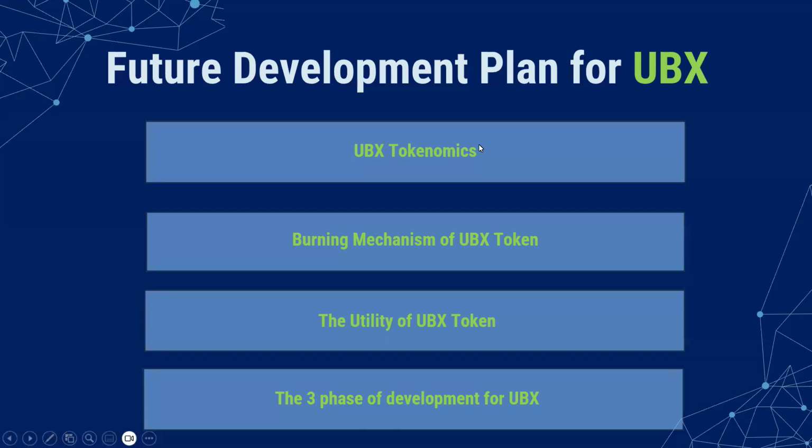So let's move to our first slide. These are the topics that we will be talking about today: the tokenomics of the UBX token, and very importantly, the burning mechanism of the UBX token, which reduces the total supply, creating scarcity. And for the value to increase over time, we also need to look at the developments for the utility of the UBX token. And last but not least, the 3 phases currently of the development of UBX itself. So let's talk about the tokenomics first.